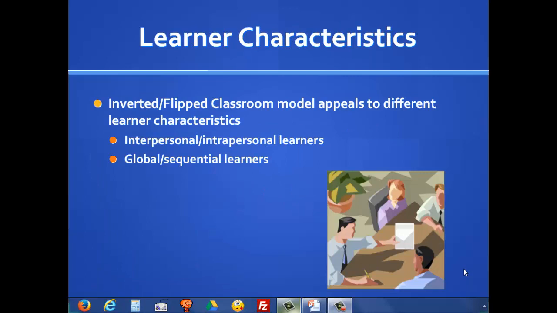Combining 4 weeks of asynchronous online learning with a one-day face-to-face workshop is based on the strategy of the inverted or flipped classroom model, where classwork is done at home and homework is done in class. This is designed to appeal to different learner characteristics, such as interpersonal learners and intrapersonal learners. Global learners will like the fact that the online overview and learning objectives allow them to see the big picture, while sequential learners will like the workshop where they can apply the steps of research.